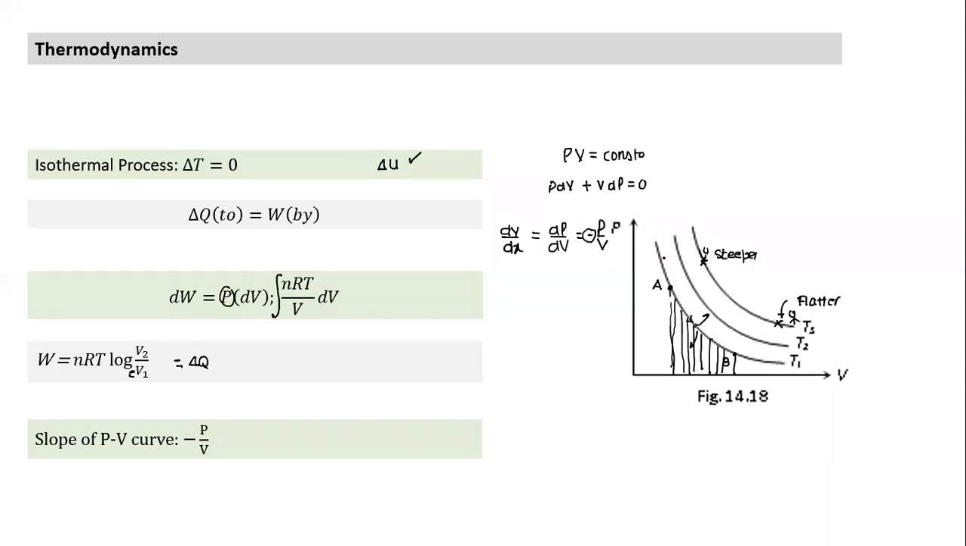So what we find here, as we move from here to here, P has decreased. As the pressure is decreasing, the slope magnitude is decreasing. That's why its slope becomes flatter and flatter. The slope of the PV curve is equal to minus P by V.